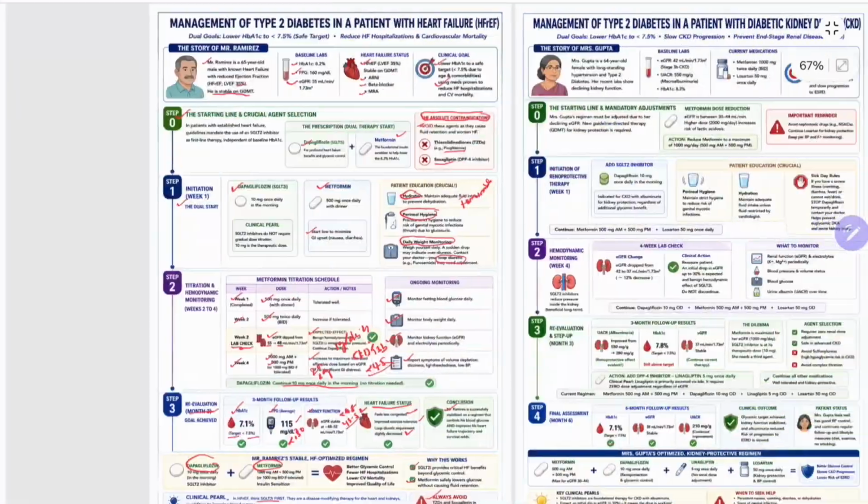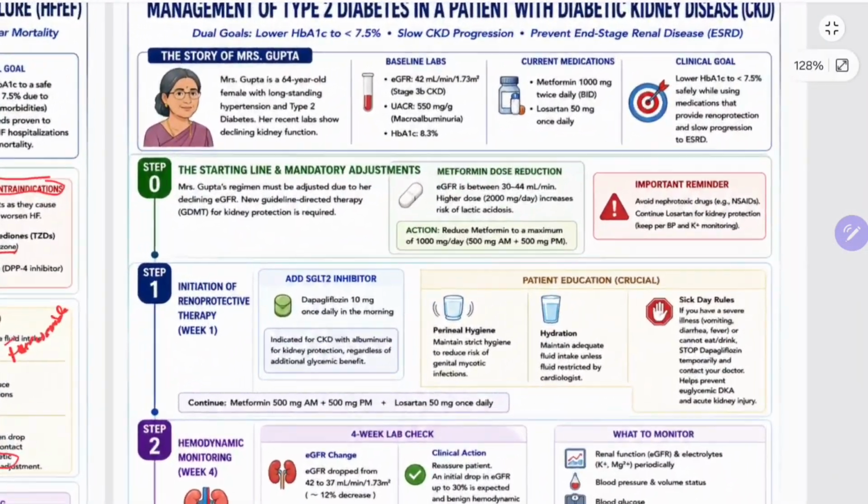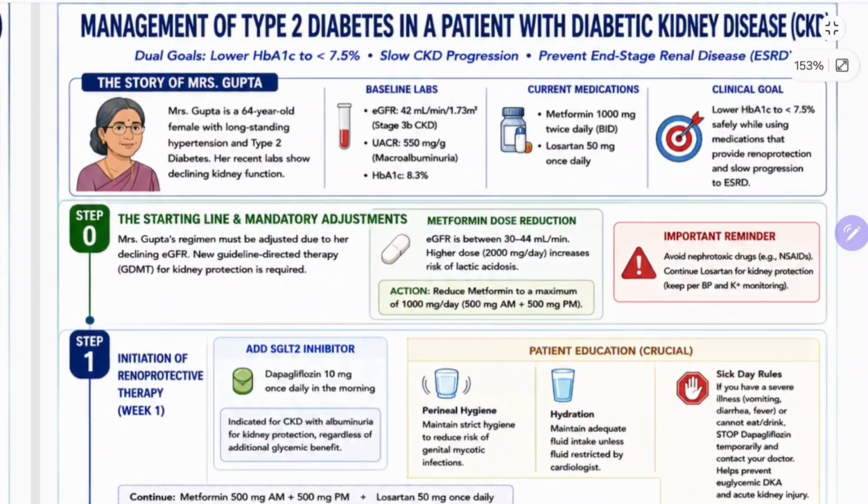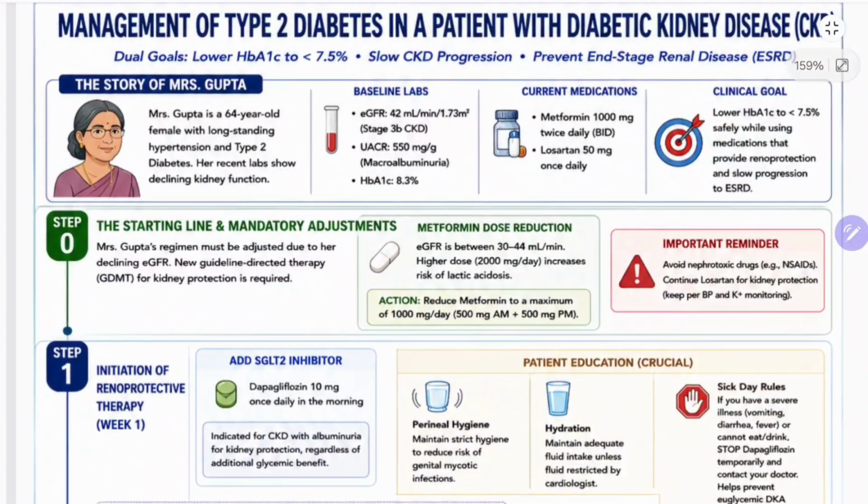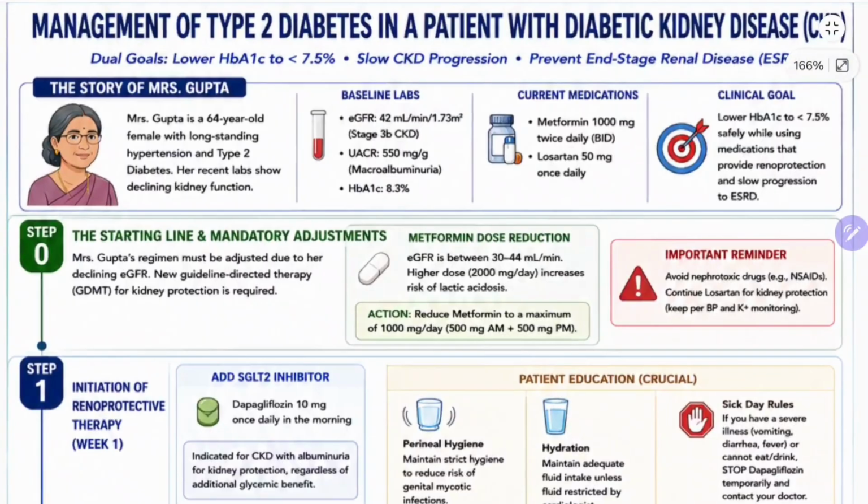Okay. Now moving to the fourth case. So a patient of type 2 diabetes mellitus with CKD. So here is a patient named Mrs. Gupta, a 64-year-old female with long-standing hypertension, type 2 diabetes mellitus, and her recent labs show declining kidney function. So hypertension is also there, diabetes is there, and CKD is also there.